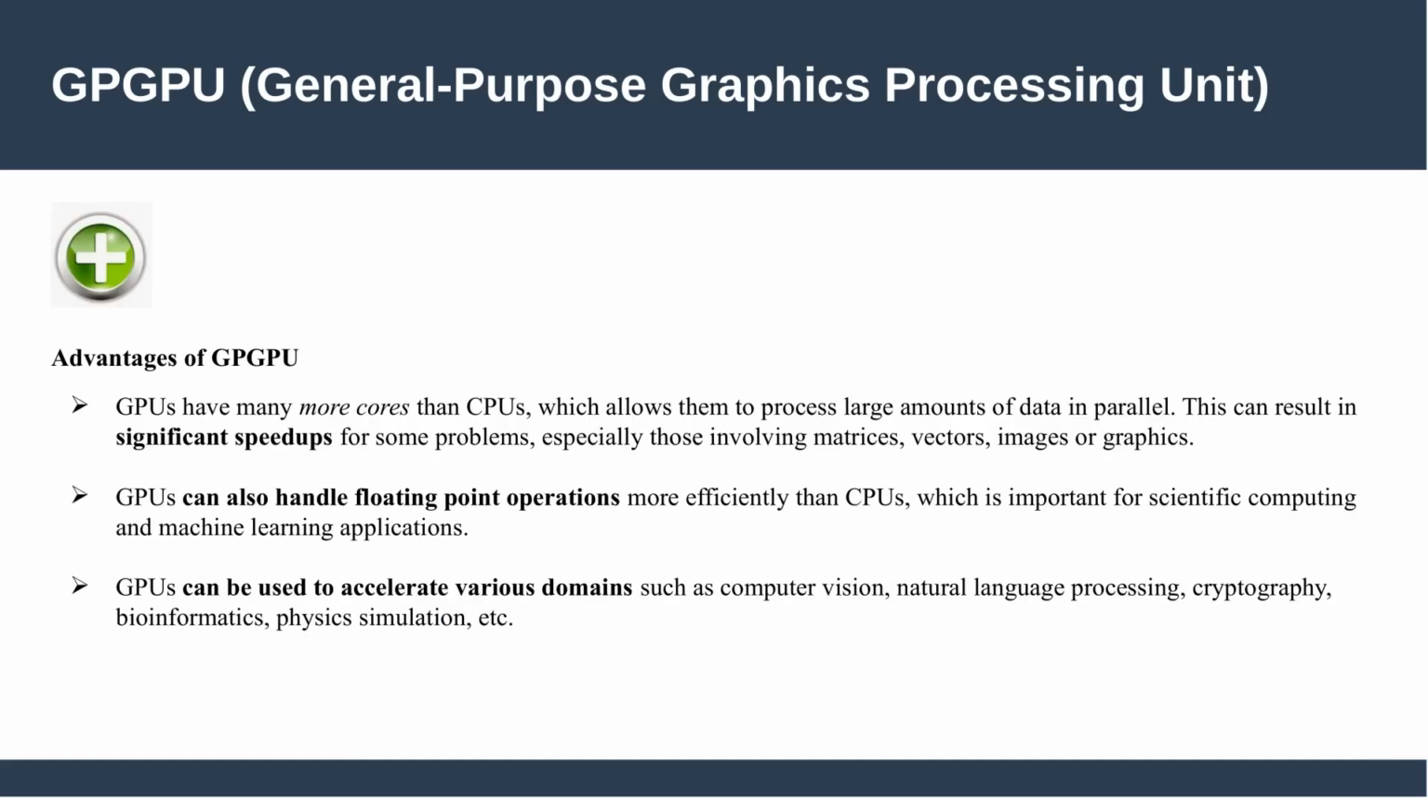Graphics processing units excel in parallel processing due to their numerous cores, offering significant speedups for tasks like matrix and vector operations. They efficiently handle floating-point operations, crucial for scientific computing and machine learning. Additionally, graphics processing units accelerate fields such as computer vision, natural language processing, cryptography, and bioinformatics, enhancing computational efficiency across diverse domains.